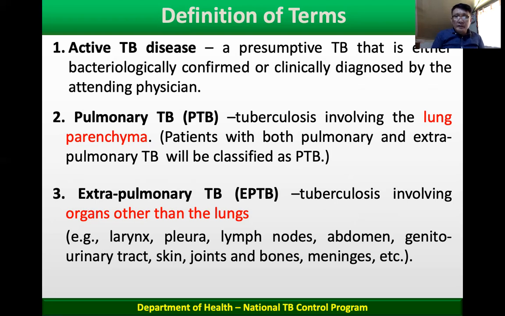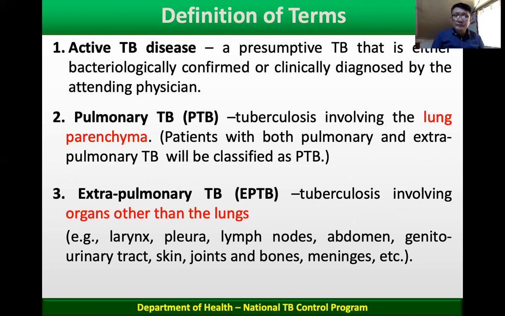Number 2, we have pulmonary TB. So pulmonary TB usually involves the lung parenchyma. So this is something of abnormalities in the lungs. And this also includes not only pulmonary, but when we have patients with both pulmonary and extrapulmonary TB, they will still be classified as PTB, pulmonary TB. I think we have not changed this policy even in the previous MOP.